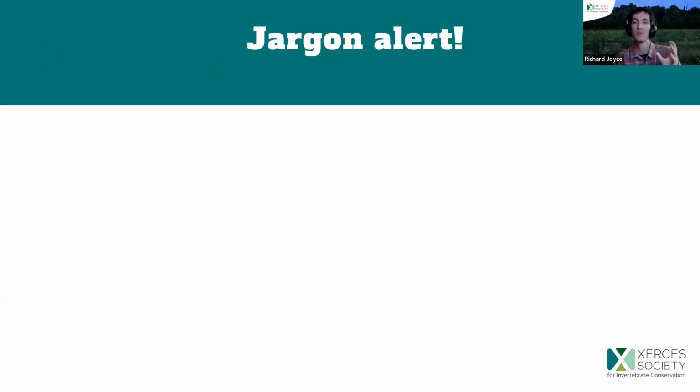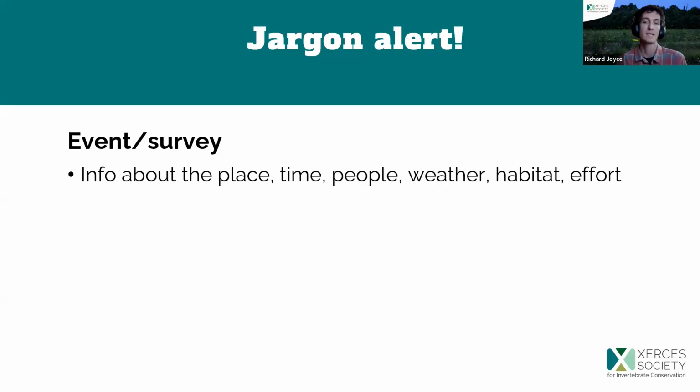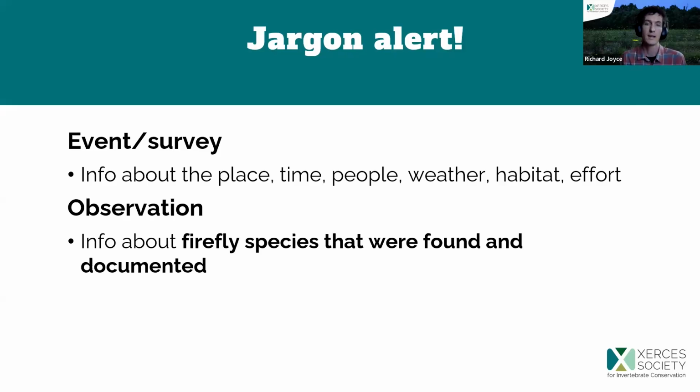First little jargon alert, or important terms to know, really has to do with the types of data that Firefly Atlas collects. Regardless of whether you do an incidental observation or a full survey, when you collect Firefly Atlas data, information goes into two categories. The first is event or survey information, and this is related to place, time, people, the weather, all sorts of things that you would collect even if you don't see a single firefly. And then observation data is about the fireflies that you found and documented.